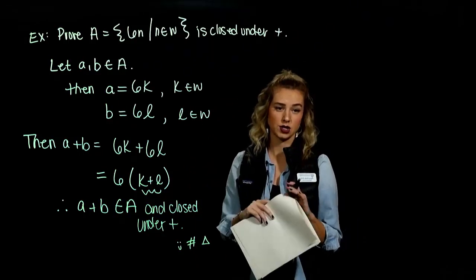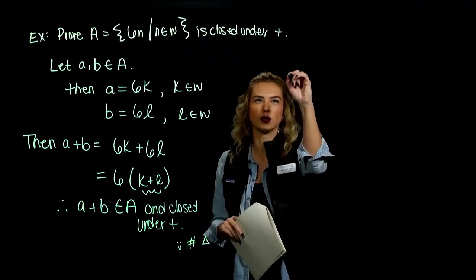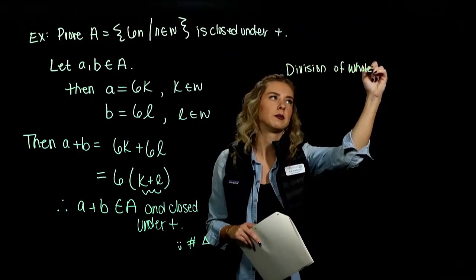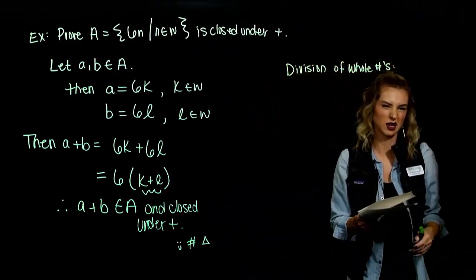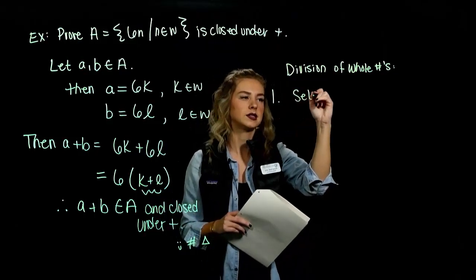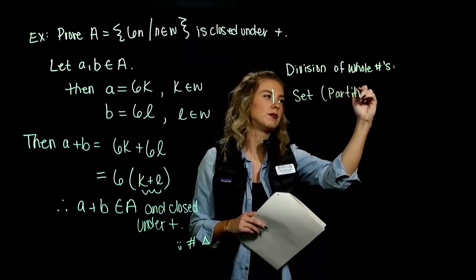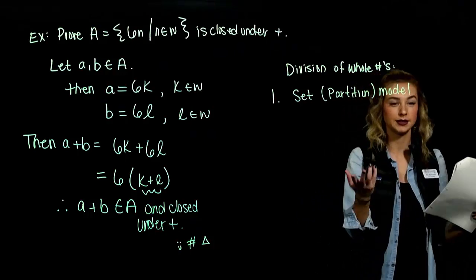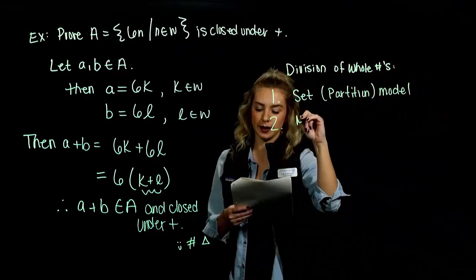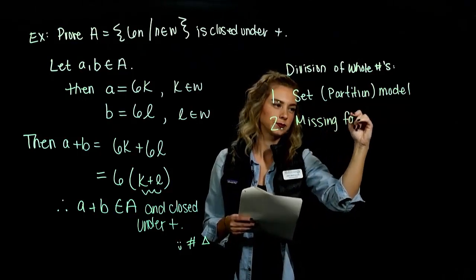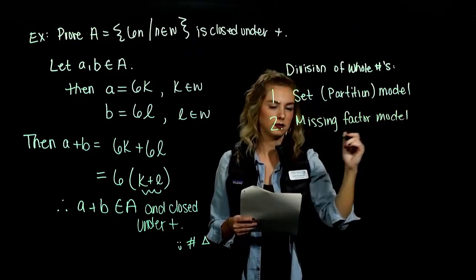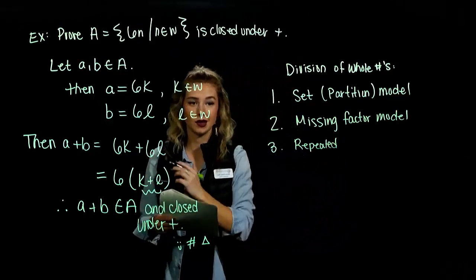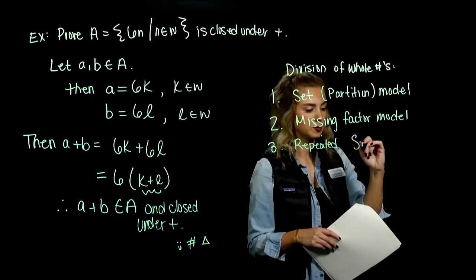So we've looked at multiplication of whole numbers, so let's look at division of whole numbers and see the similarities and the differences. Division of whole numbers. There's a couple different models that we're going to look at. The first one being a set model. Another way to look at it is a partition model. To partition something means to basically break it up into different groupings. Number two, we're going to be looking at a missing factor model. And number three, repeated what? Multiplication was repeated addition, division is repeated subtraction.